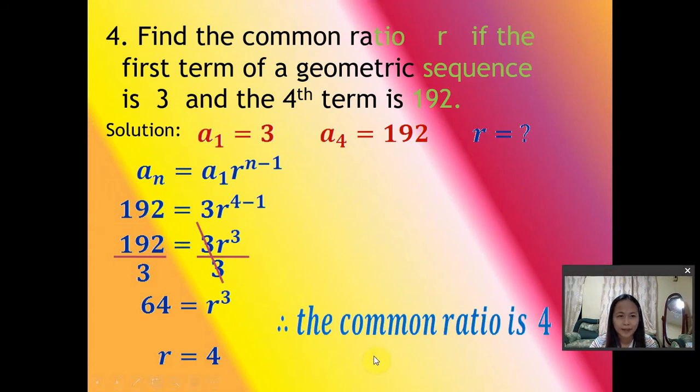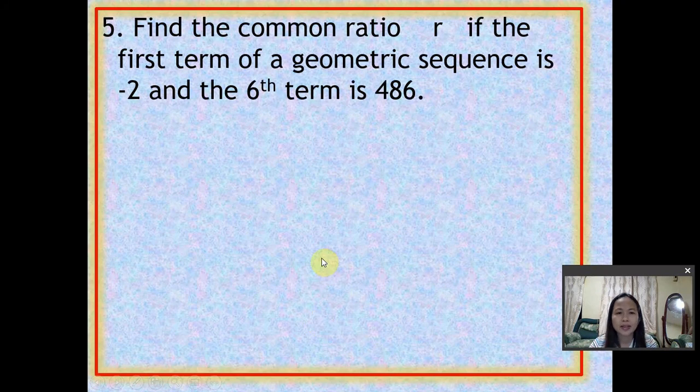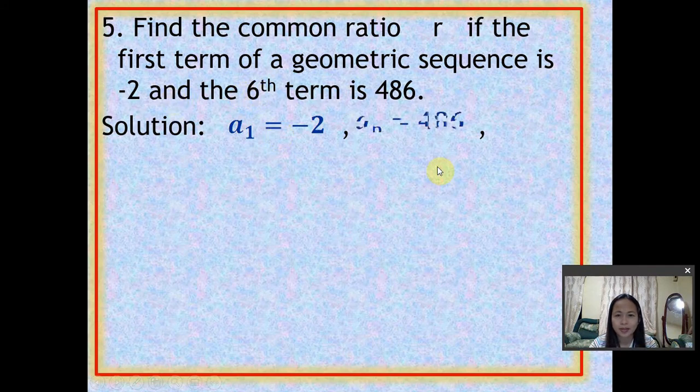Okay. Next is this one. Find the common ratio still. The common ratio is what we are going to look for again, if the first term of the geometric sequence is negative 2 and the sixth term is equal to 486. Okay, solution. We have the first term given as negative 2, and our sixth term is equal to 486. And again, we are going to look for the common ratio.